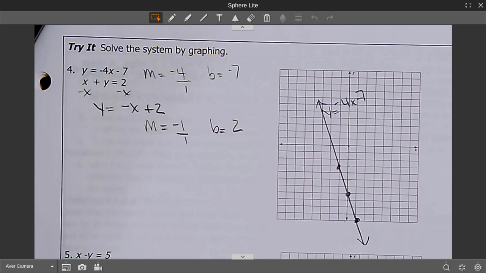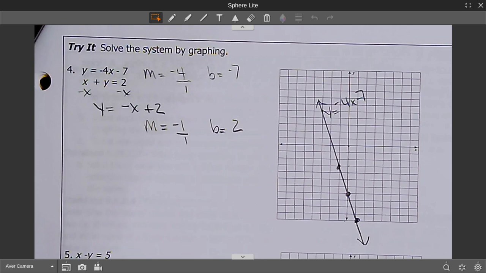Man, I wrote my equation right over where they intersect. I wasn't paying attention. What did you get for a solution? See if you got it right. Anybody? It's okay if you're wrong. This is the time to just take that chance. What's the ordered pair where the two lines cross?